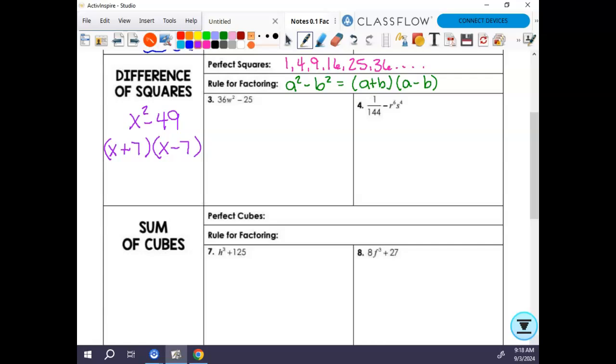Alrighty, so then here, 36w squared is a perfect square, and so is 25. So I'm going to have two binomials. What's the square root of 36w squared? 6w, good. And the square root of 25 is 5. So I get 6w plus 5, 6w minus 5. Okay, easy enough? All right, so you do 4.